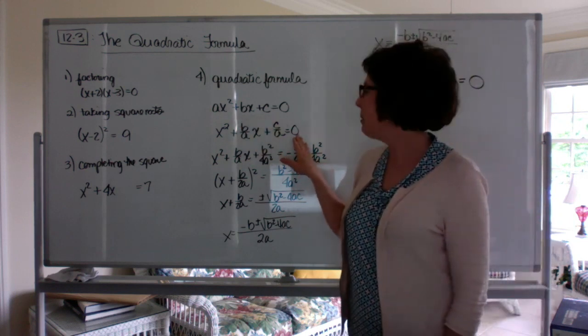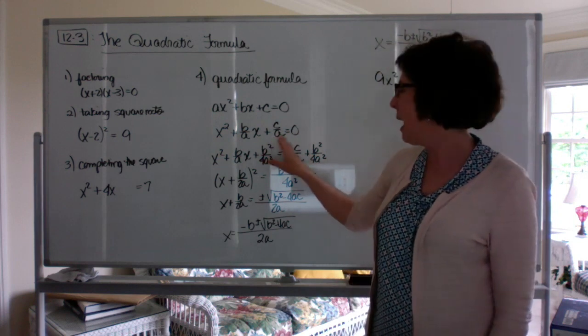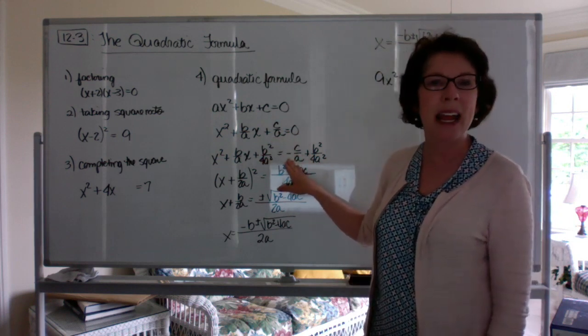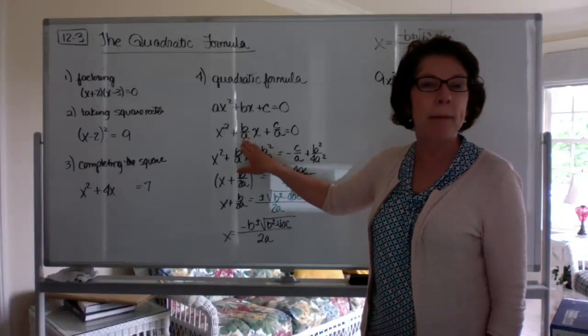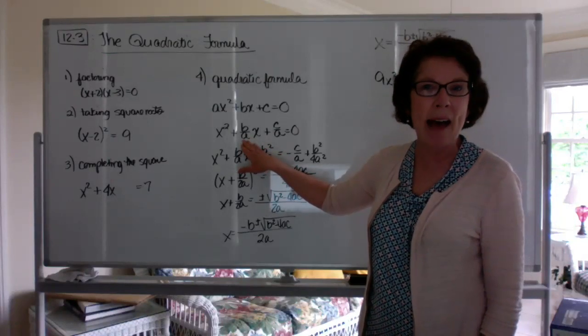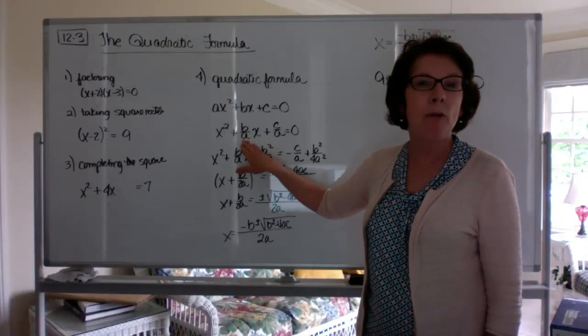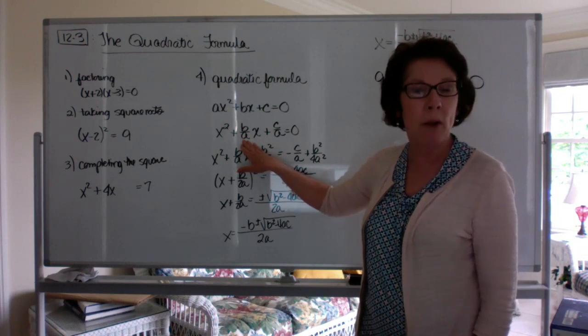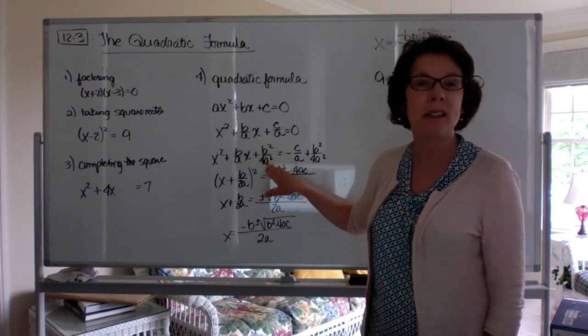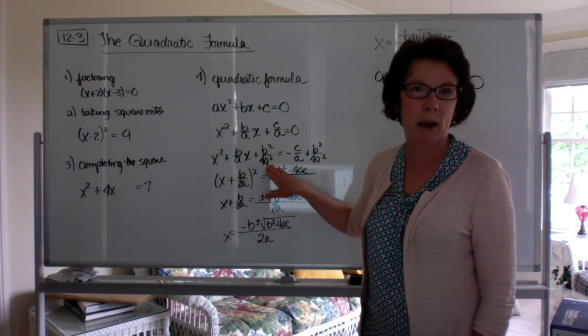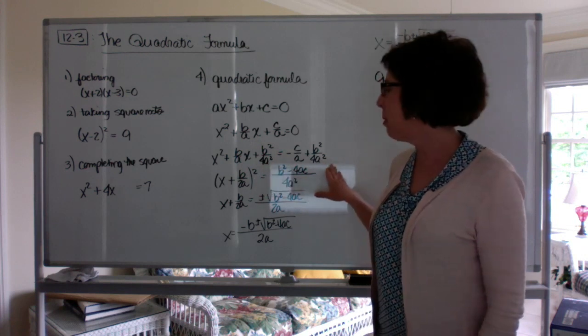Now, to complete the square, my constant c over a goes to the other side and becomes negative c over a. I take my b over a and halve it, and that would be b over 2a. And then I square it. Well, b over 2a squared is b squared over 4a squared. And so I would add that term to both sides.